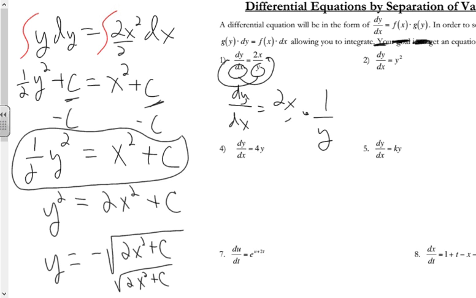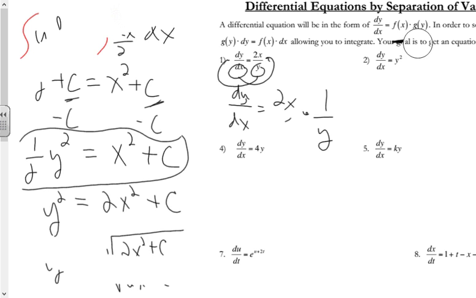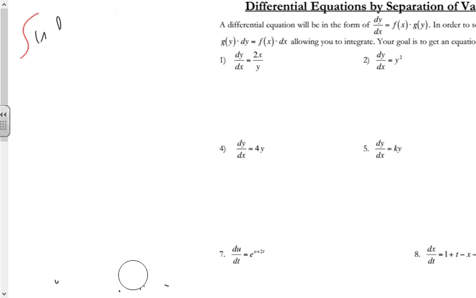Because I'm doing this on the smart board, it doesn't stop as nicely. Let's do this next one. So what I'm seeing for number 2 is I'm not seeing any x's, so I'm going to separate the variables. Really there's a 1 here though, right? So it's y squared times 1. So if I divide both sides by y squared and multiply both sides by dx, isn't that what I'm given?